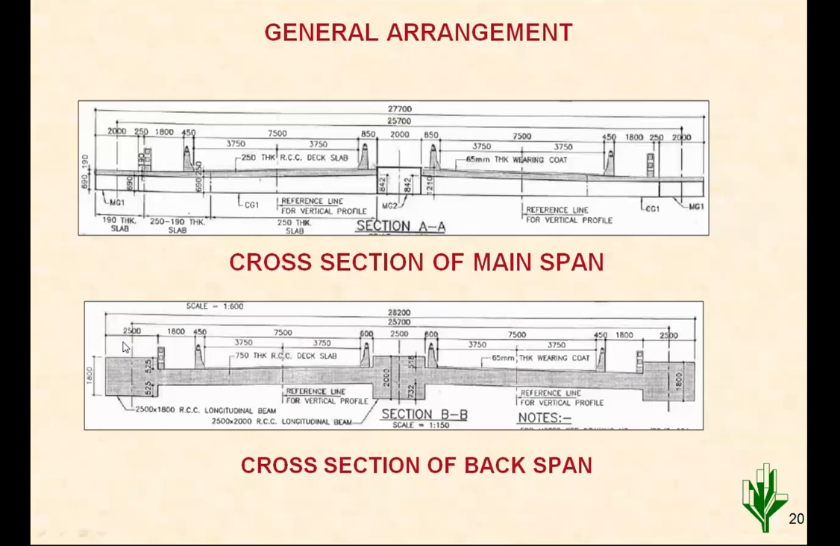The cross section of the back span has three heavy beams, almost 2 meter, 1.8 meter deep. Those are solid concrete sections, and the deck slab is also heavier. A 750 thick RCC deck slab is there. The purpose is to balance the weight of, say, 124 meter on the front side versus 64 meter of back span. So that was the purpose of making such a heavy section.